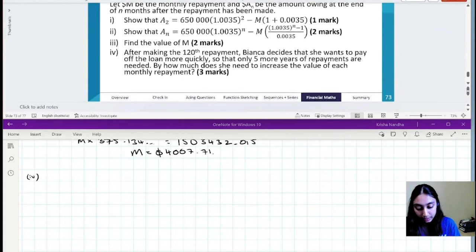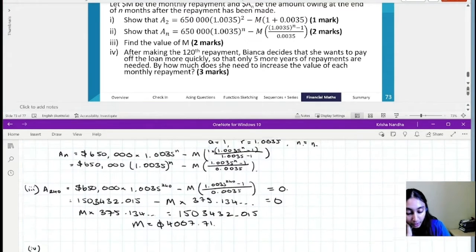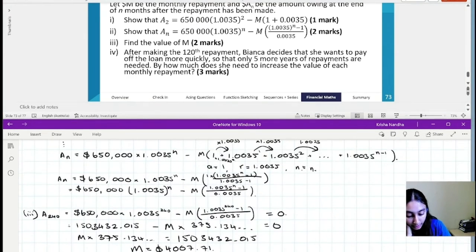Question IV says, after making 120 repayments, Bianca decides that she wants to pay off the loan more quickly so that only 5 more years of repayments are needed. How much does she need to increase the value of her monthly repayment? Okay, so this is a bit annoying. It's going to be good for her, but it's annoying for us bankers because now we need to do more maths.